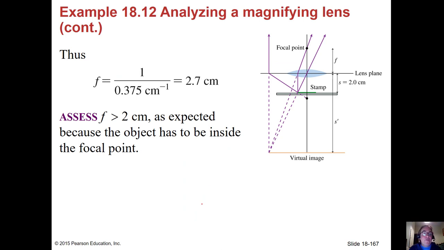So the focal length is greater than 2 because the object has to be inside the focal length. It has to be inside of it if you're going to get a virtual upright image, kind of like the one we did with the keyboard. Okay, very good. Just one more thing: if the focal length is 2.7, being inside it means you're between the lens and 2.7, and you were actually located at 2.